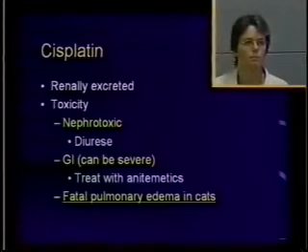It can cause pretty significant GI side effects, and so we prophylactically treat our patients with antiemetics such as metoclopramide. Some people will use butorphanol. Ondansetron is another human drug that can be used, although it is very expensive. Cisplatin cannot be used in cats. So like fluorouracil, it is one of those drugs that is absolutely contraindicated in cats because it causes a fatal pulmonary edema.